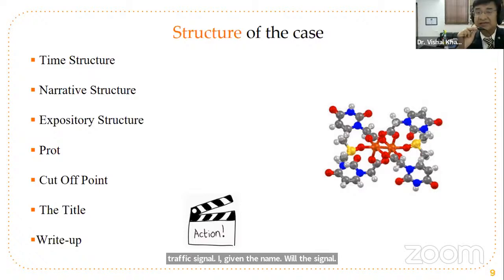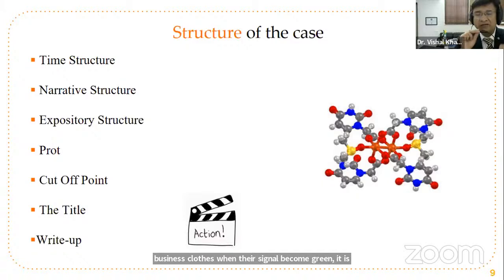But there was a dilemma. It is a very good case study and a very good film on the topic of NGOs. So I have given the topic, will this signal turn green? Because this is a story of beggars, who were earning money by begging at the traffic signal. Their business started when the signal became red, and their business closed when the signal became green.